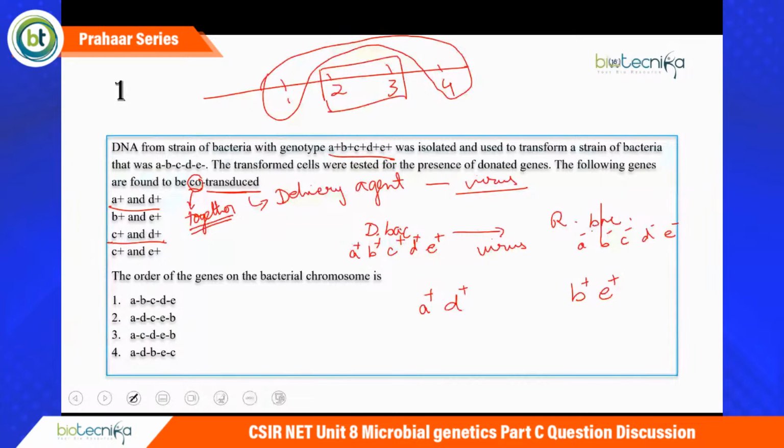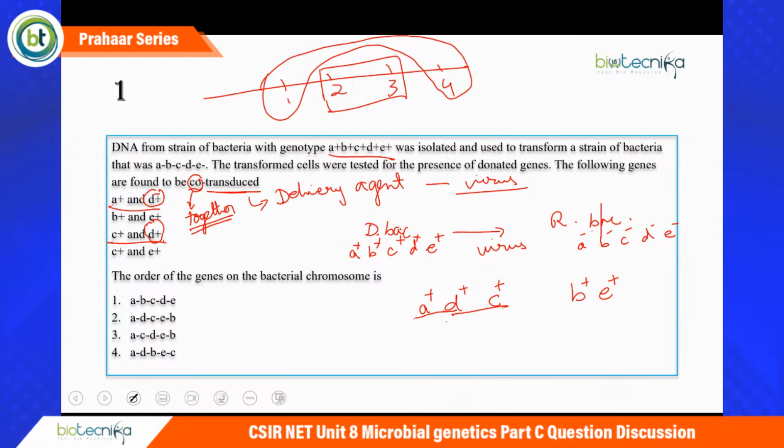So if you see, D is getting co-transduced with A as well as D is getting co-transduced with C. What does that mean? That D has to be present between A and C. Okay, so if D goes with both, D can be with C also if D is present in the middle of A and C. And D can go with A also.